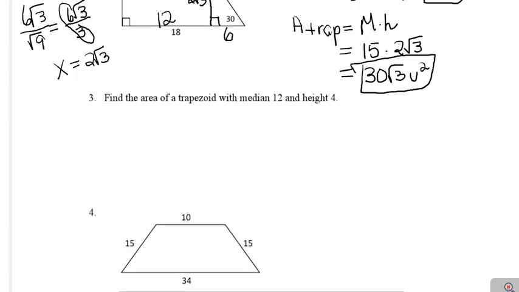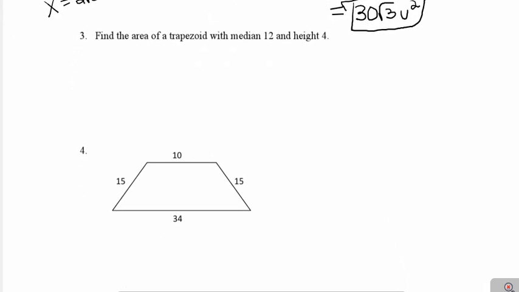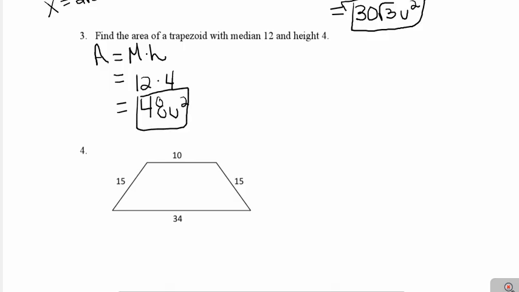Now if we take a look at example 3, it says to find the area of the trapezoid with a median of 12 and a height of 4. Now again, some people get stuck on this problem because they forget that another way to calculate the area of a trapezoid is to use the formula, the median times the height. The median is 12, the height is 4. Just multiply those two together to get your final answer, which is 48 units squared.